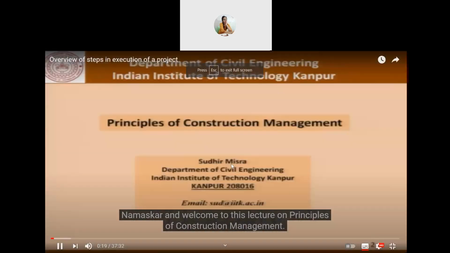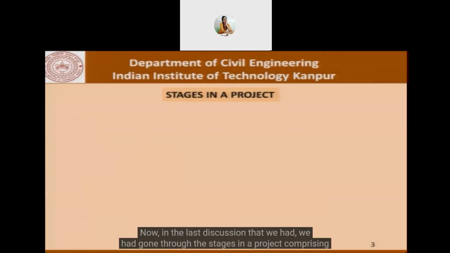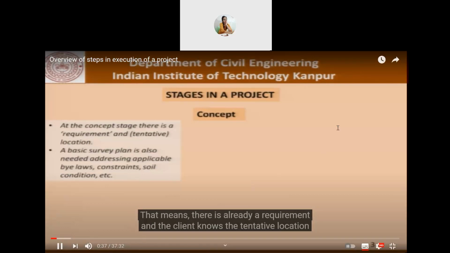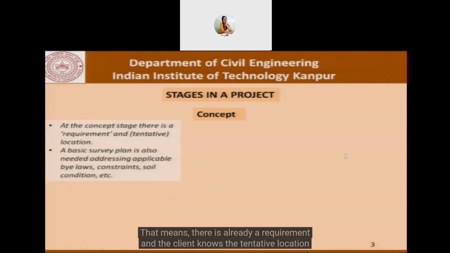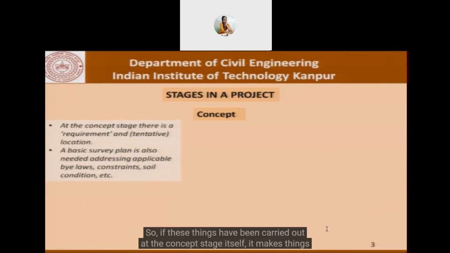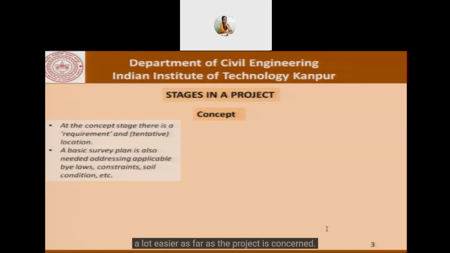On principles of construction management. Now, in the last discussion that we had, we went through the stages in a project comprising of the concept, which would essentially also have a requirement. That means there is already a requirement and the client knows the tentative location of that project. A basic survey has been carried out to address the applicable bylaws, constraints, soil conditions, and so on. So if these things have been carried out at the concept stage itself, it makes things a lot easier as far as the project is concerned.